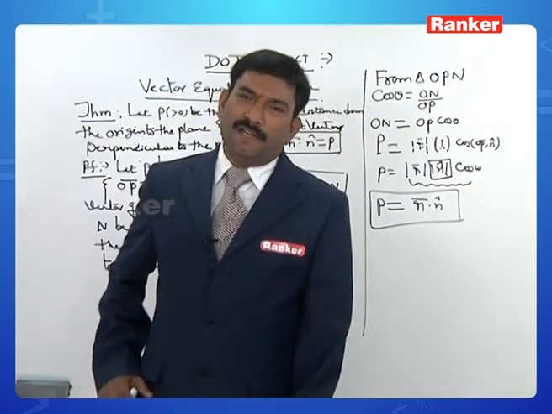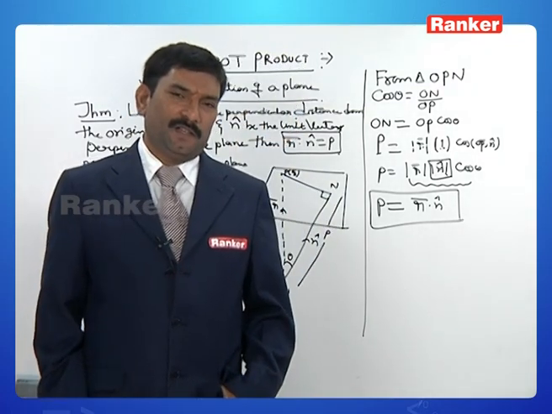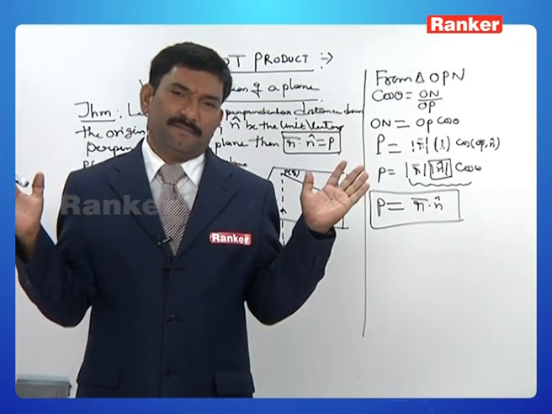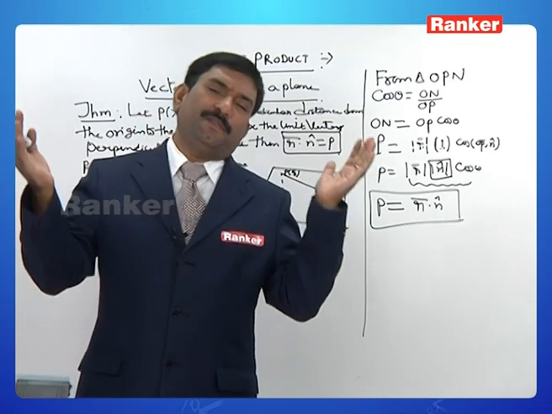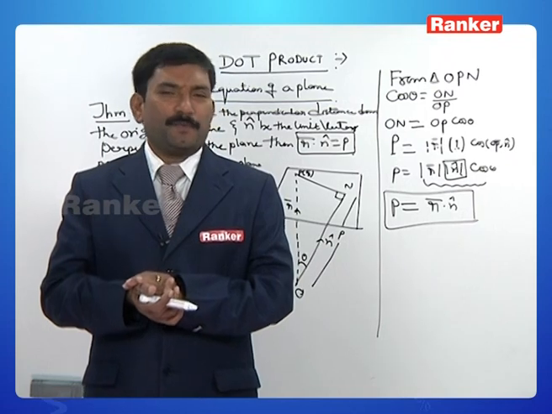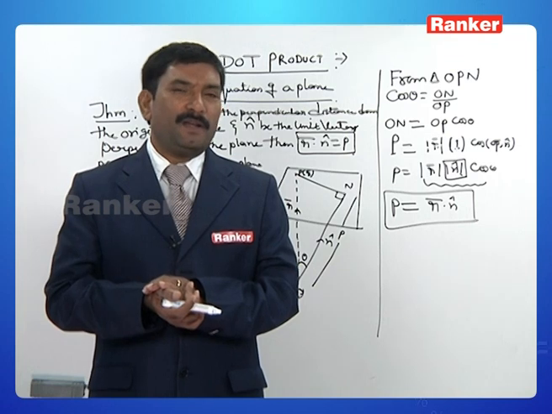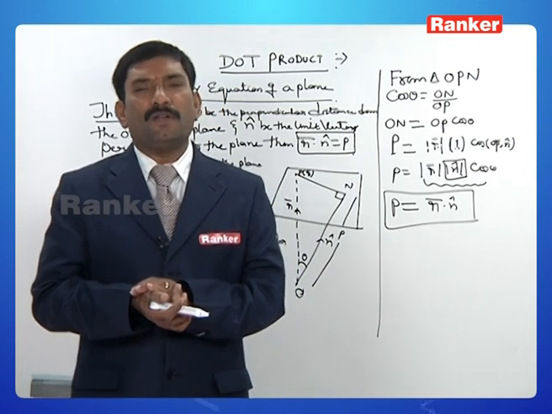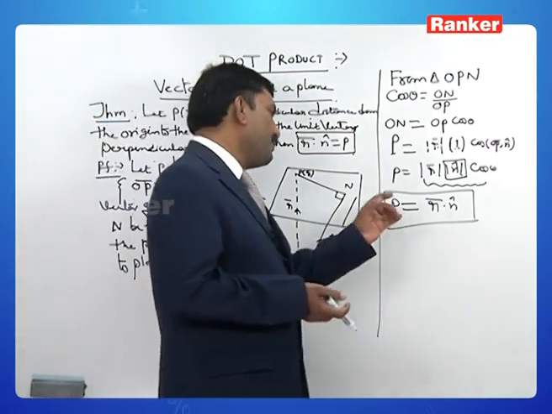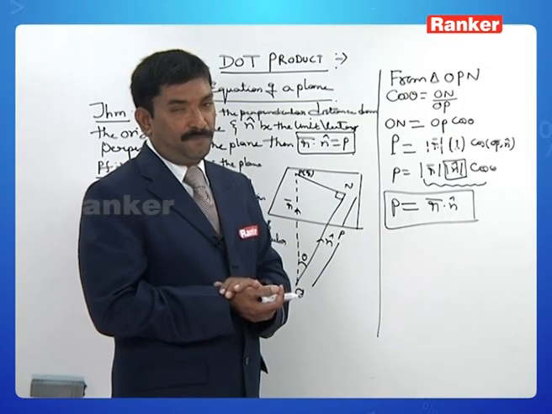This represents the vector equation of a plane. The equation of a plane where n cap is the unit vector perpendicular to the plane and P be the perpendicular distance from the origin to the plane can be written as the dot product of r and n, r bar dot n cap is equal to P.